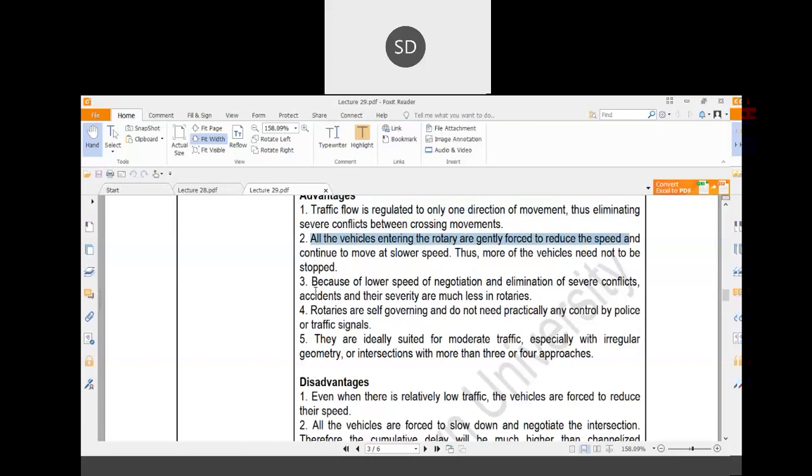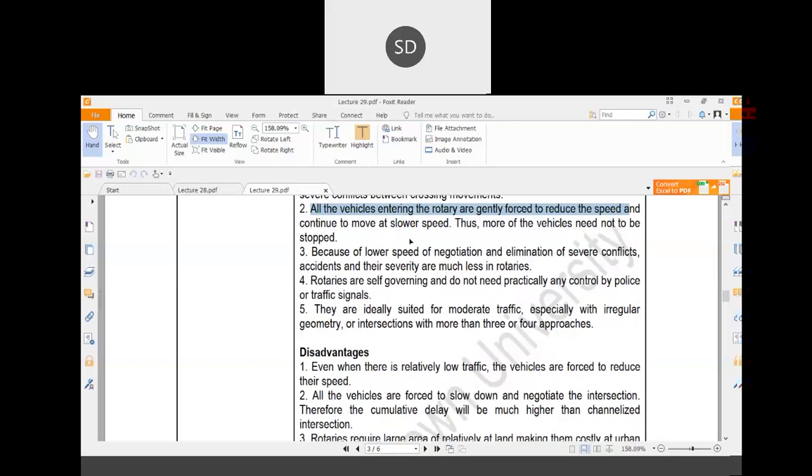Now, there is one disadvantage: when the vehicles are leaving that intersection, their speed is increased. That would be a disadvantage when there is a huge pedestrian volume at that particular intersection. Because of this lower speed, severe accidents could be averted.